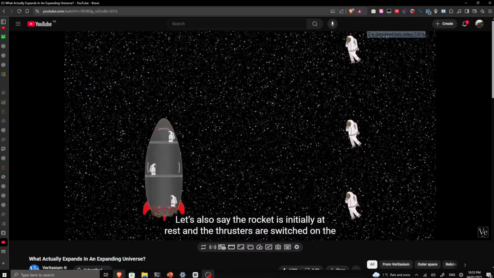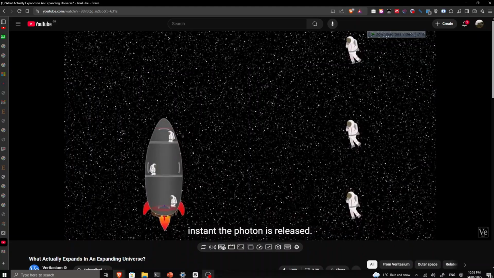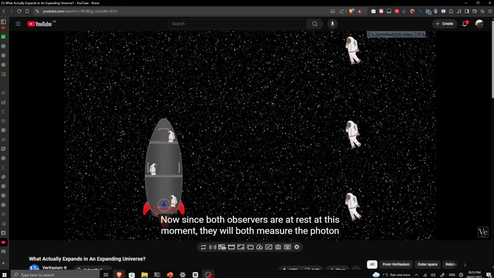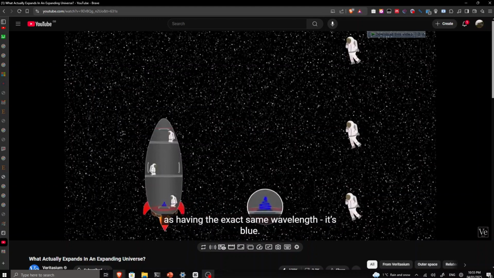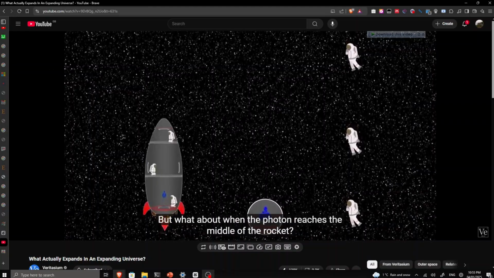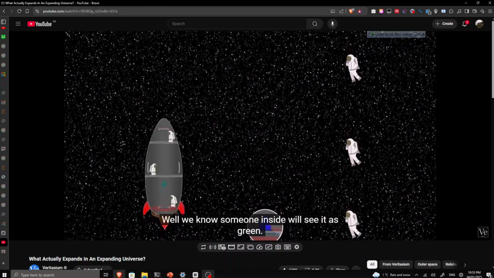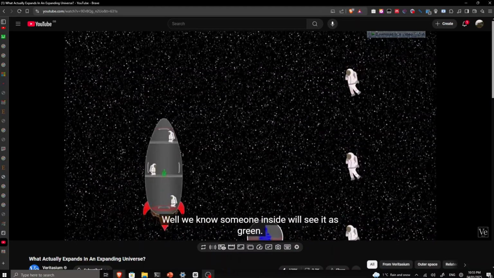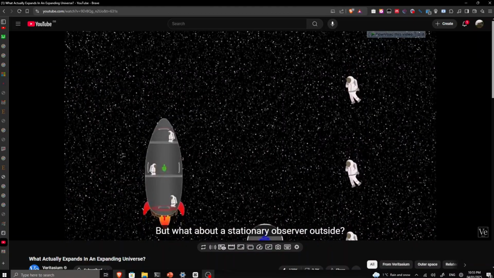Let's also say the rocket is initially at rest, and the thrusters are switched on the instant the photon is released. Now, since both observers are at rest at this moment, they will both measure the photon as having the exact same wavelength. It's blue. But what about when the photon reaches the middle of the rocket? Well, we know someone inside will see it as green. But what about a stationary observer outside?